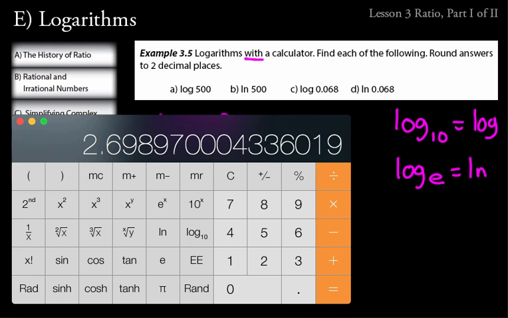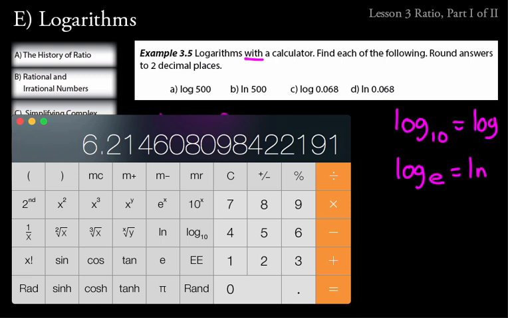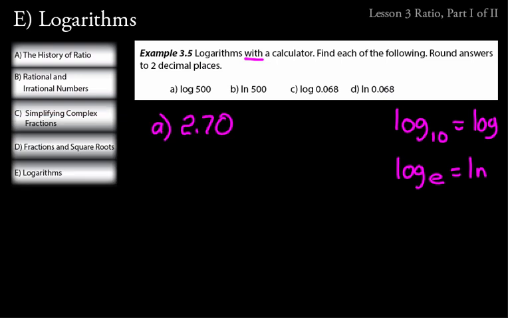Now for B, we want to do natural log of 500. So let's clear that, type in 500 again, but this time we're going to press ln. And so we get 6.21 for an answer there. And so B is 6.21.